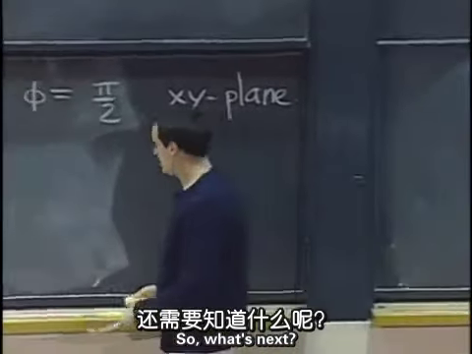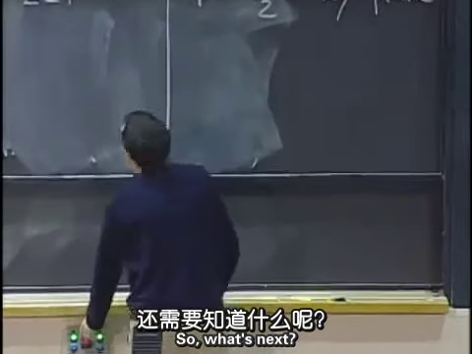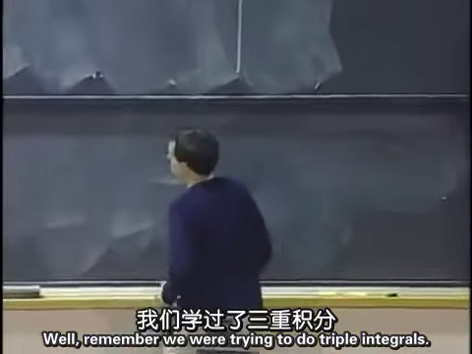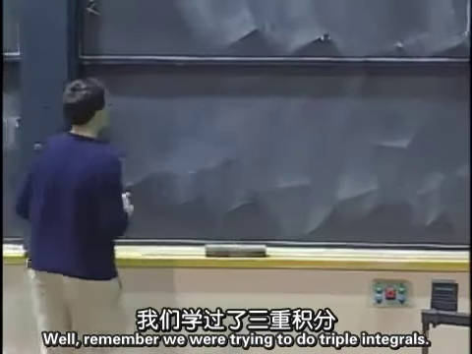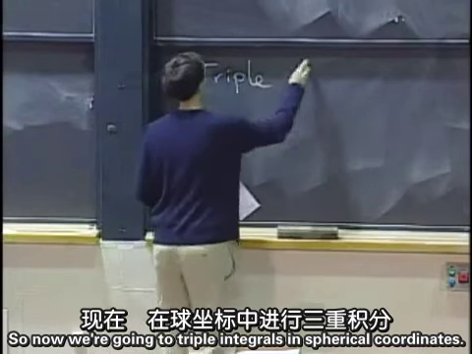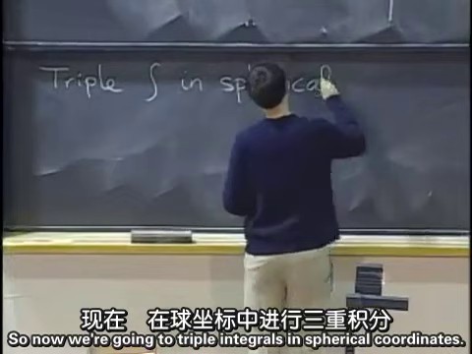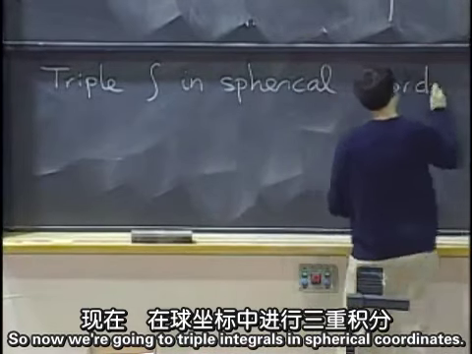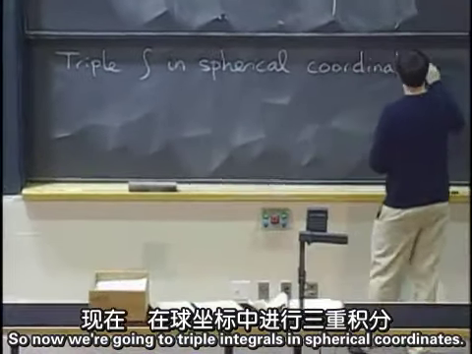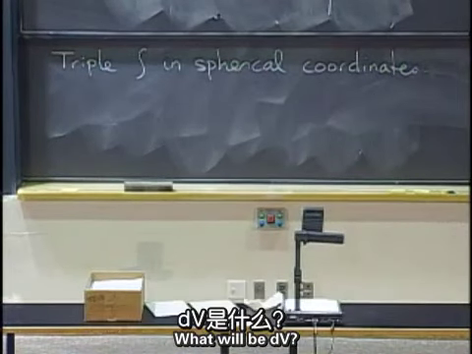So what's next? Well, remember we were trying to do triple integrals. So now we're going to do triple integrals in spherical coordinates. And for that, we first need to understand what the volume element is. What will be dV?